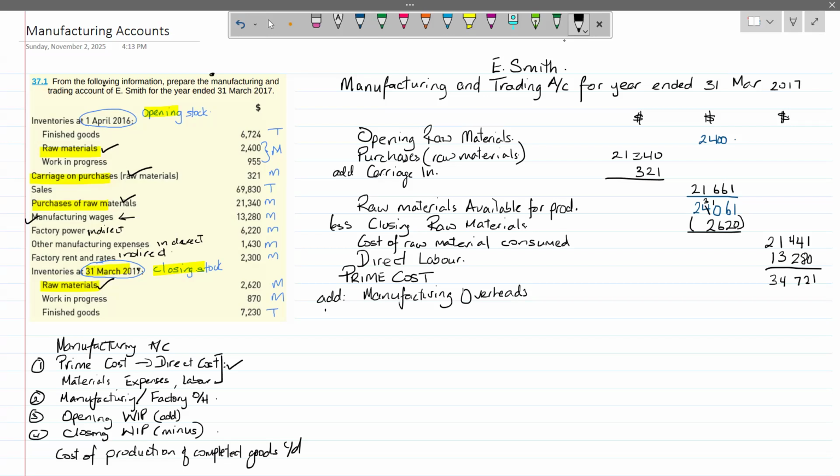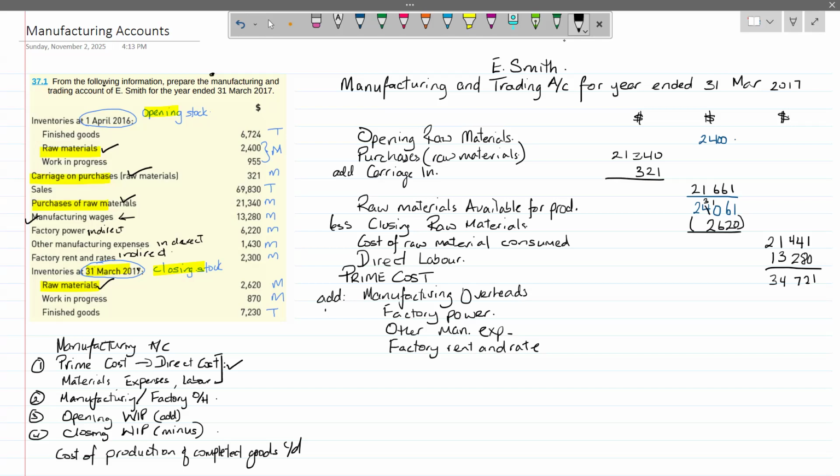You see how I use these working columns and I put in totals in this column. So manufacturing overheads is going to include factory power, other manufacturing expenses, which I'll abbreviate as MAN, and factory rent and rates. You understand why factory rent and rates will go under manufacturing overheads, right? It's not directly related to making the product. It's necessary, but you can't trace it to the product.